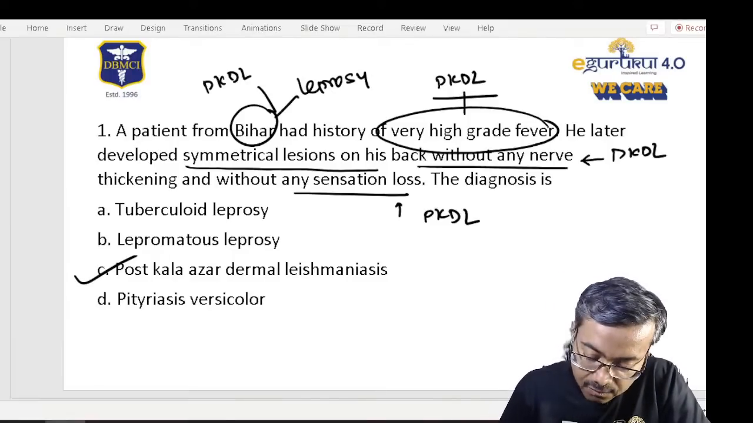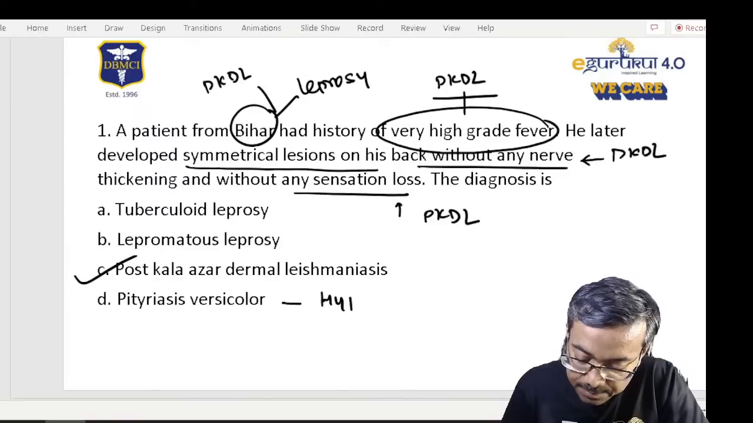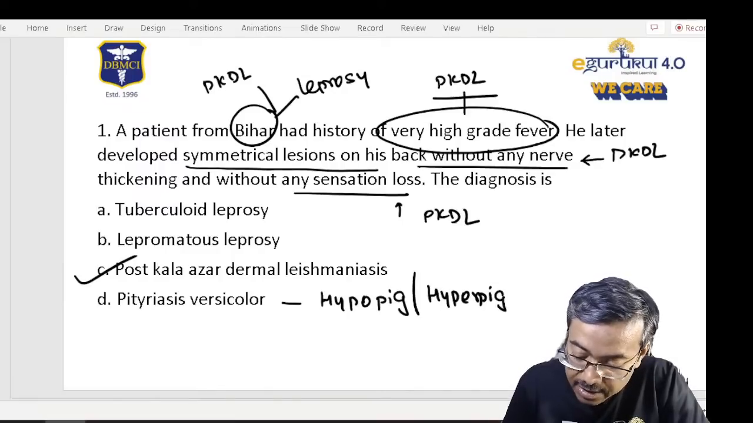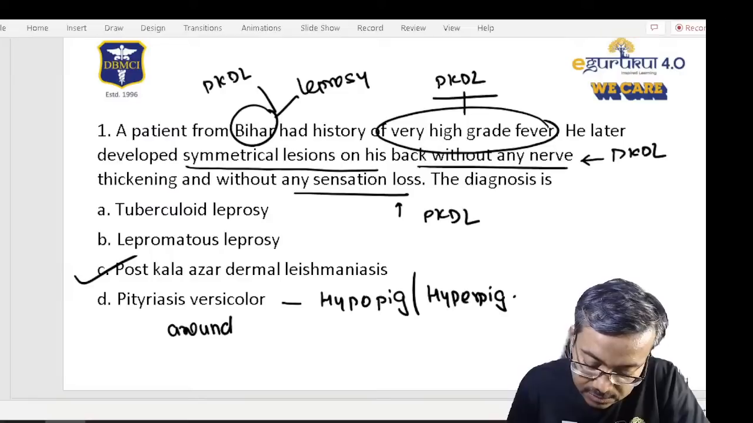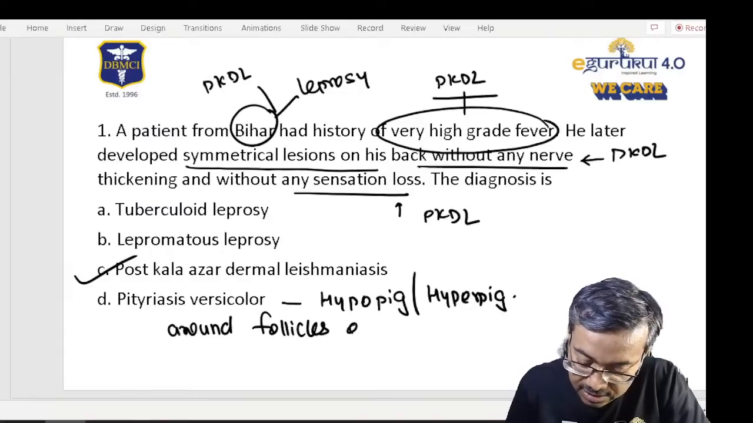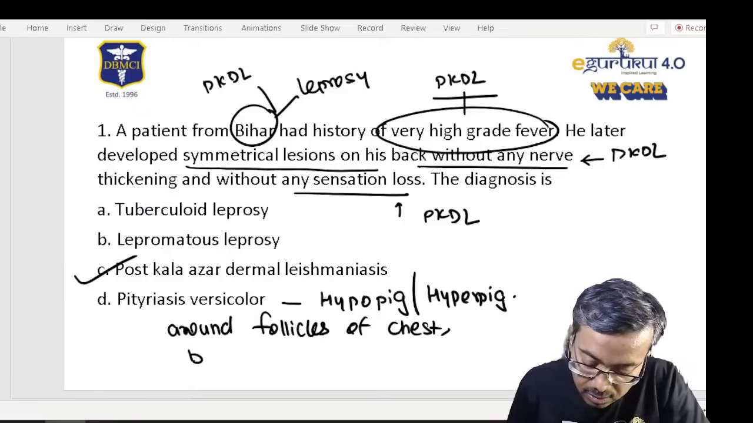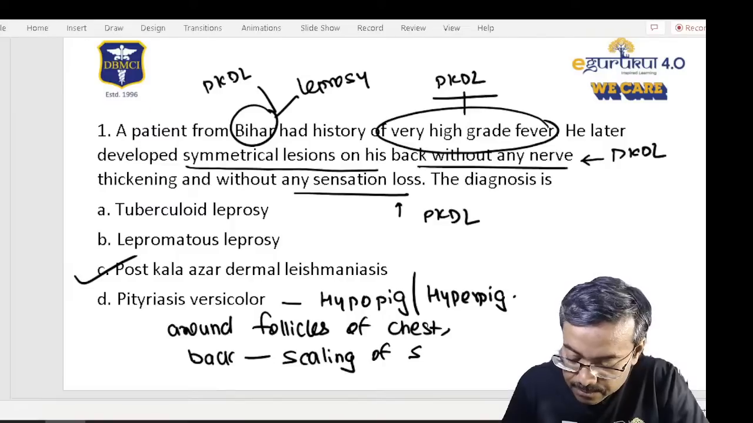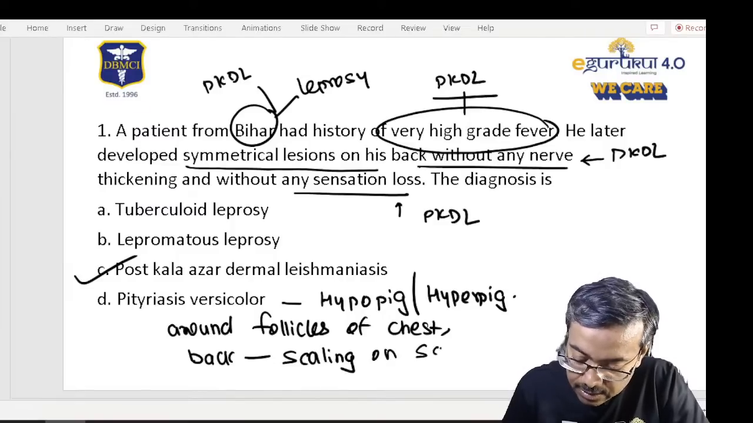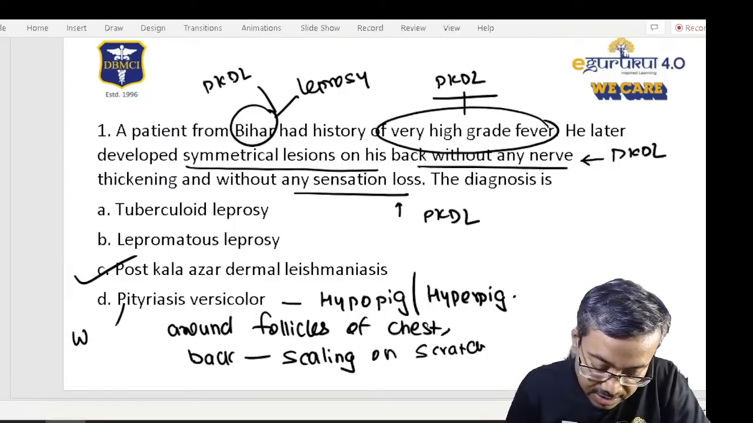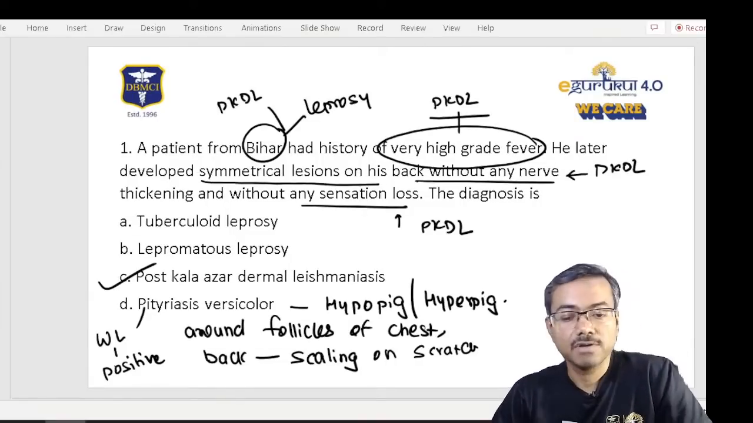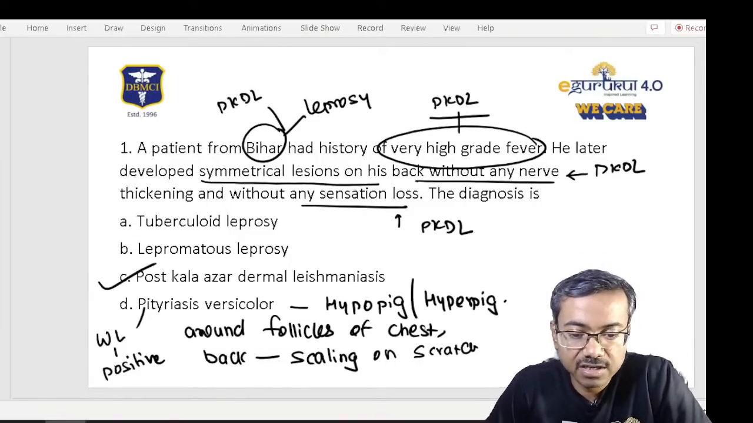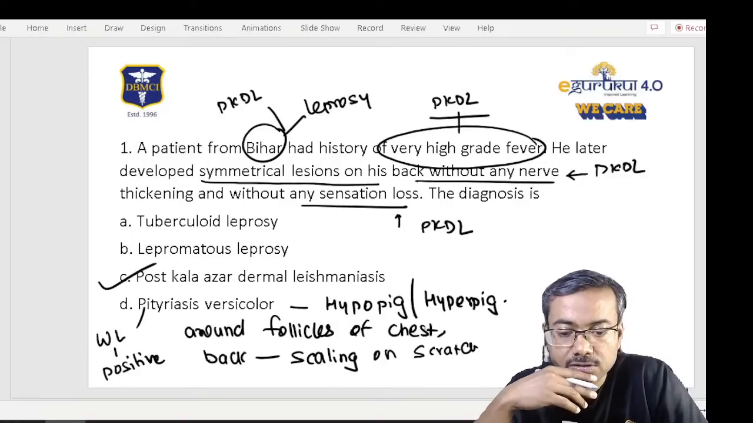Now, versicolor, why not versicolor? Versicolor is always hypopigmented or hyperpigmented, but very importantly, around the follicles of the chest and the back, and usually scaling on scratching. That's called scratch sign. And you will have a Wood's lamp positive. Pityriasis versicolor is a Malassezia disease, Wood's lamp positive.